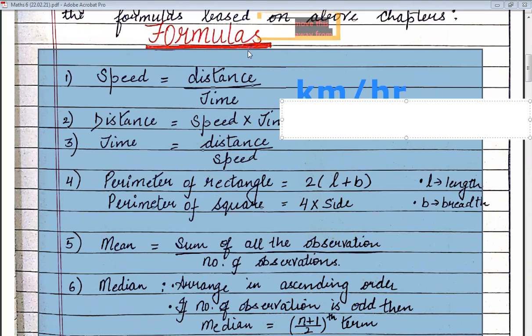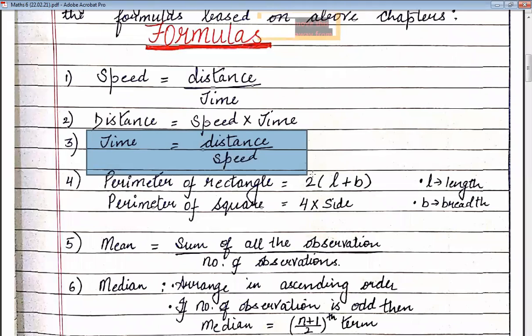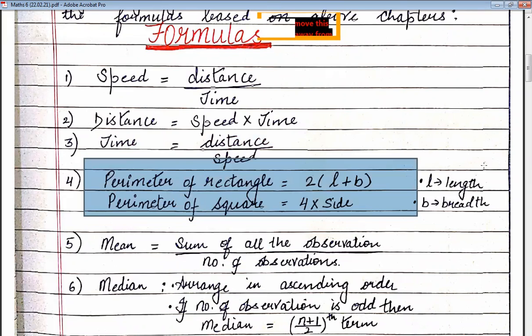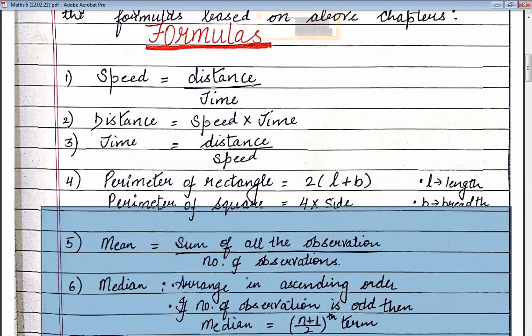Next one is time. Your time is distance divided by speed. Now, children, if you want to find the time, then the formula is distance divided by speed. Now, children, let us discuss the area and the perimeter. Perimeter of rectangle is equal to twice L plus B, while perimeter of square is equal to 4 multiplied by side. Now, next is mean and median.